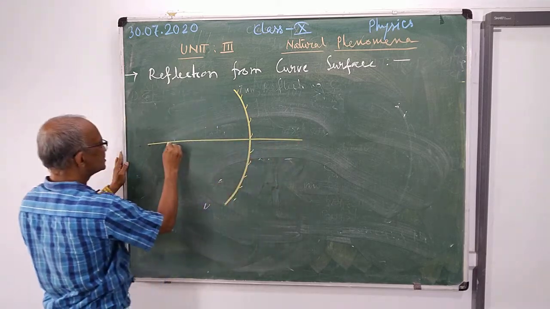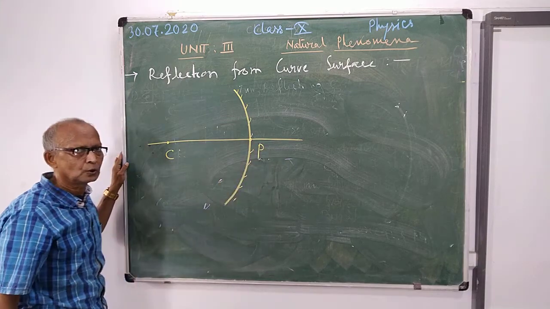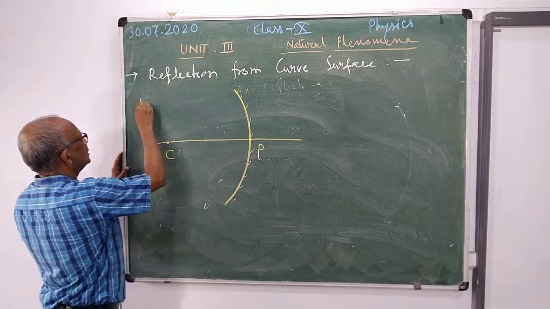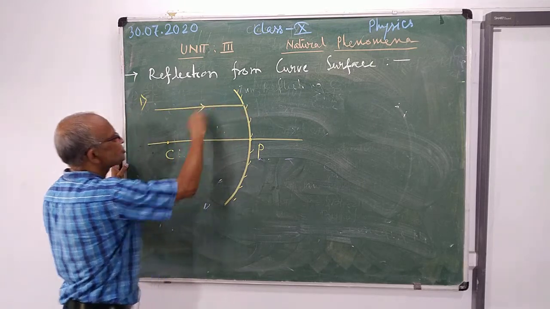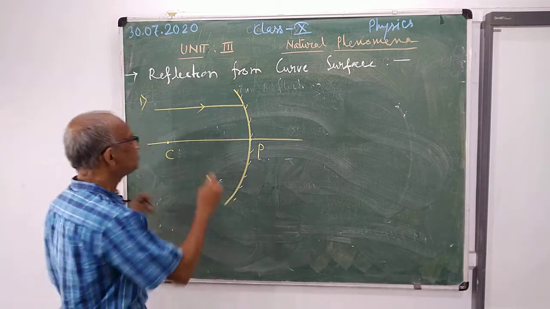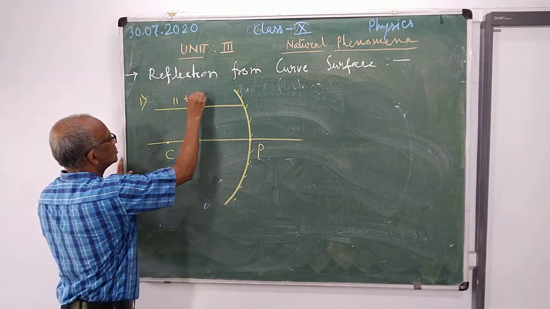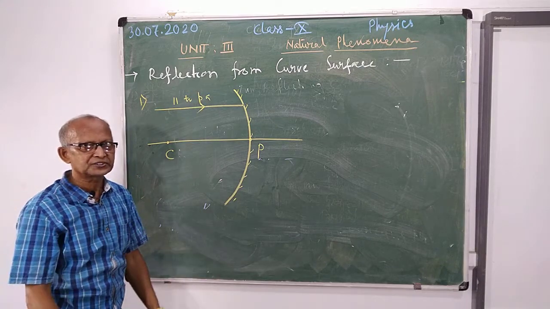We have two characteristic points, one is center of curvature and one is pole. Next, number 1, an incident ray parallel to principal axis. Check. The incident ray parallel to principal axis. Then, how does it reflect?